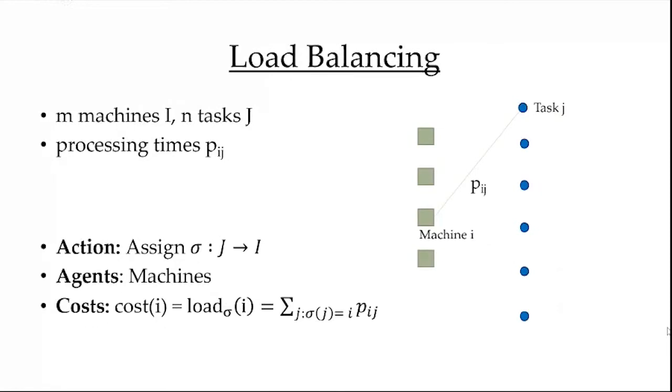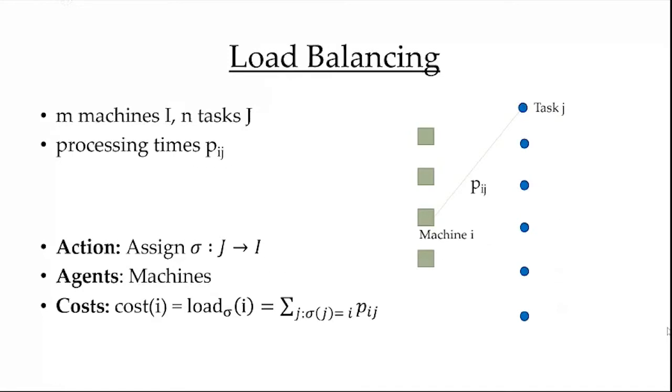Let's take another example: load balancing. There are M machines and N jobs. They have processing times. The action is to find a schedule, an allocation of jobs to machines. Once you do that, every machine, which are the agents here, has a load. So the cost vector is the various loads of every machine.